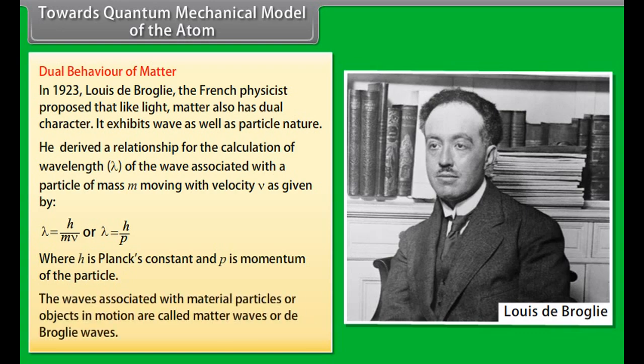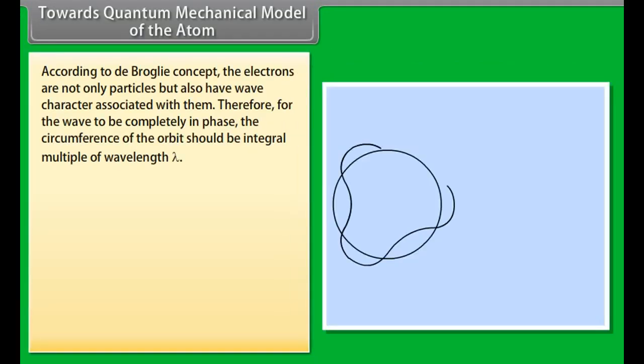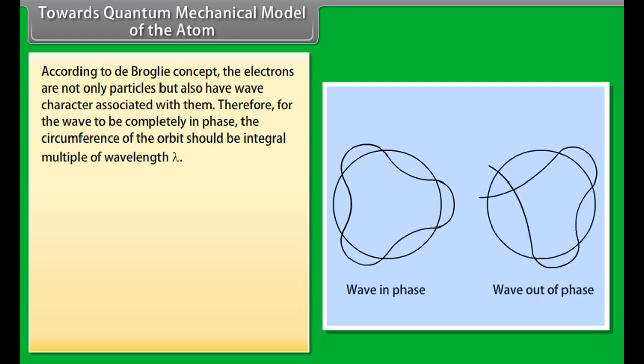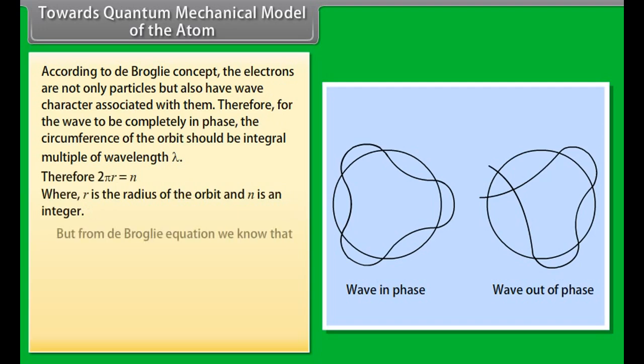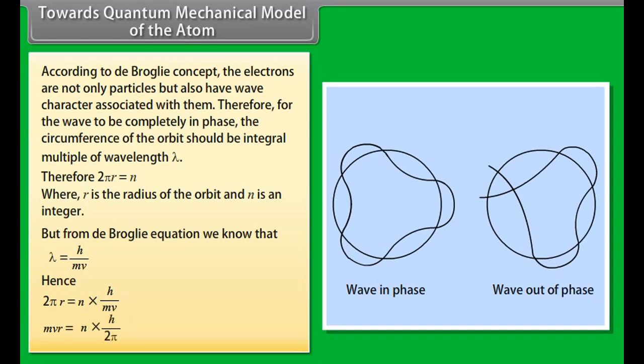The waves associated with material particles or objects in motion are called matter waves or de Broglie waves. According to the de Broglie concept, electrons are not only particles but also have wave character associated with them. Therefore, for the wave to be completely in phase, the circumference of the orbit should be an integral multiple of wavelength lambda. But from the de Broglie equation we know that lambda is equal to h upon mv. Hence, 2 pi r is equal to n into h by mv, that is, mvr is equal to n into h by 2 pi.